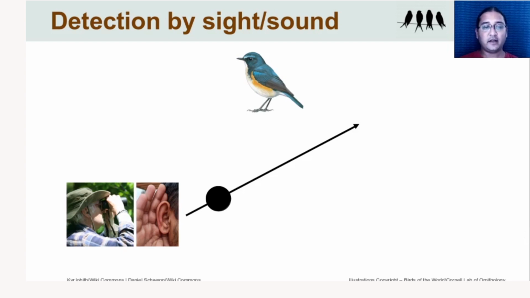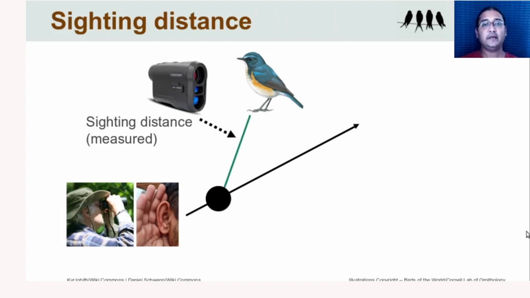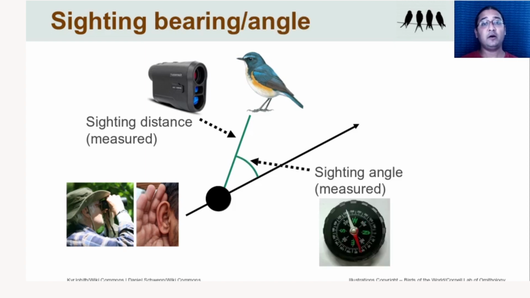What line transect sampling involves and distance sampling involves is that first thing I do is I measure the distance to the bird, or the sighting distance, measured by a laser rangefinder, and then I measure the bearing of the bird to the transect. So the transect has a certain bearing. In this case, let's say 50 degrees, and the bird also has a certain bearing from my location, which in this case may be about 10 degrees. And the difference between the transect bearing and the sighting bearing then gives you the angle at which the bird was sighted.